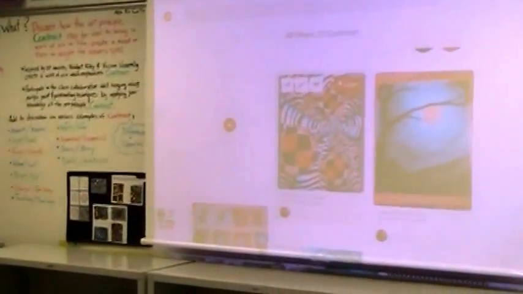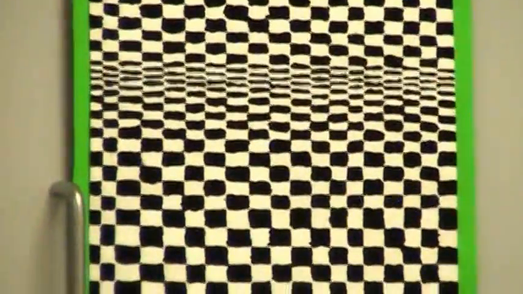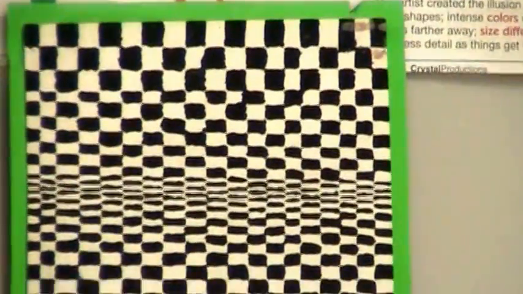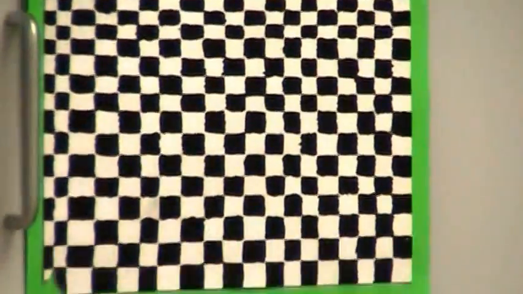Look forward to seeing you. We'll zoom in on this optical illusion. We had to analyze how this was created. The lines gradually got closer and closer together.